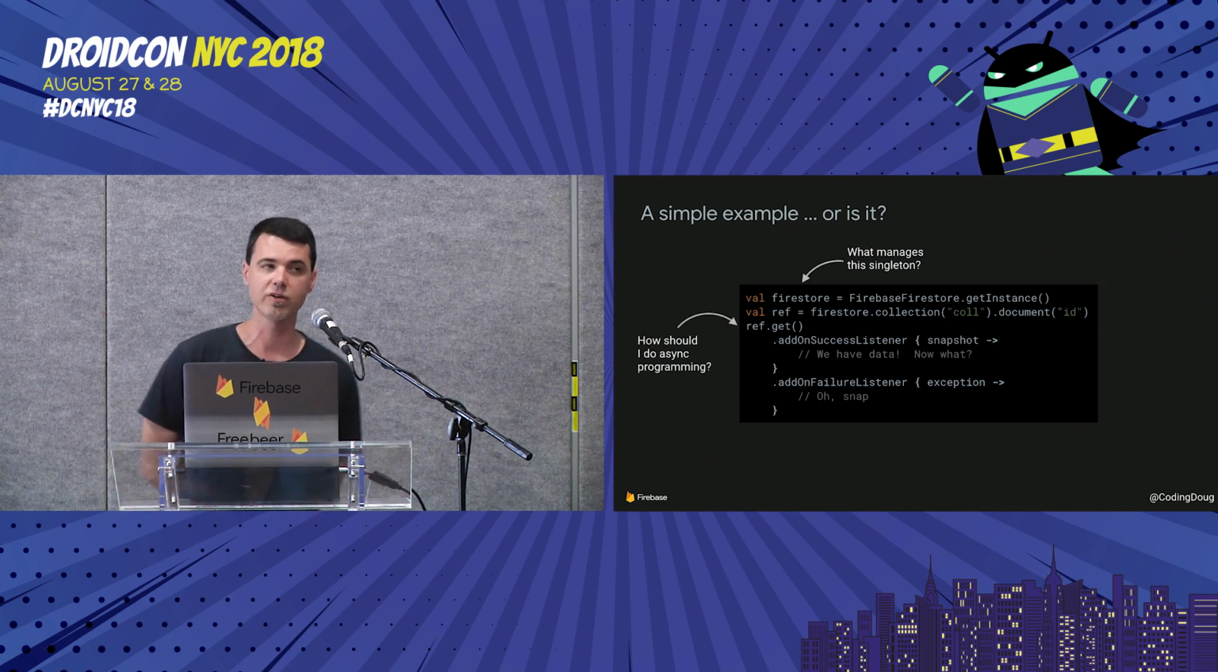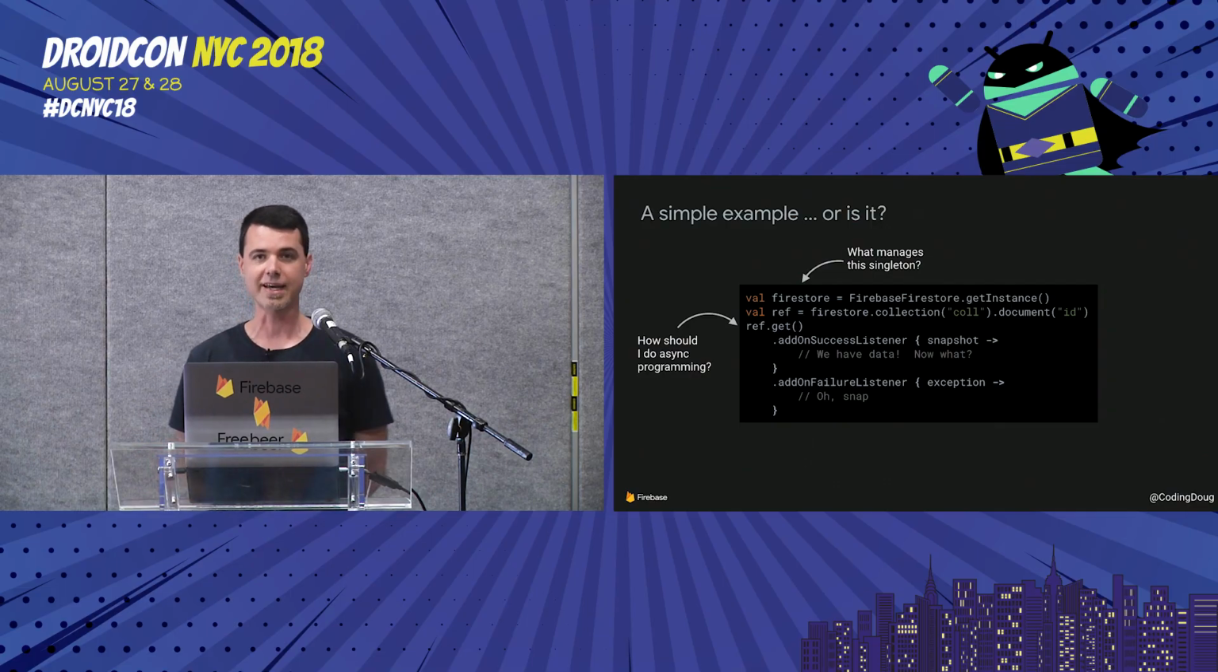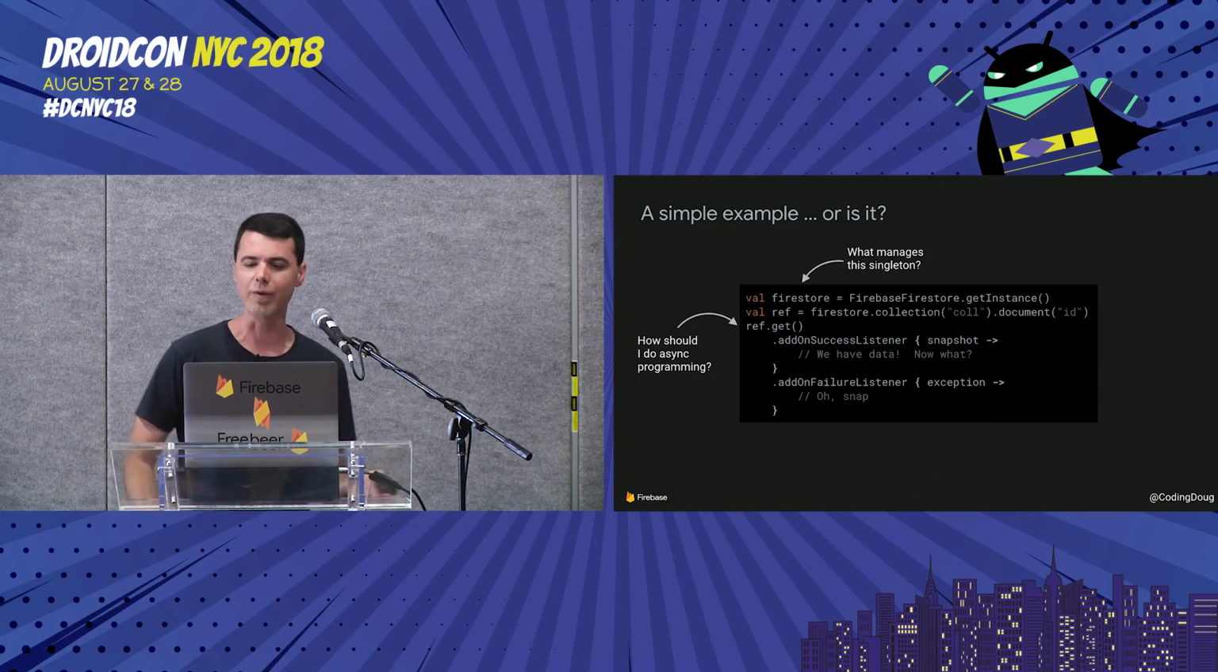It also begs the question, what do you do with this asynchronous call? Get is asynchronous. It returns immediately. So how do you do asynchronous programming in your app? Not everyone does the same thing. The call is asynchronous. You just need to deal with it. We don't really tell you how.